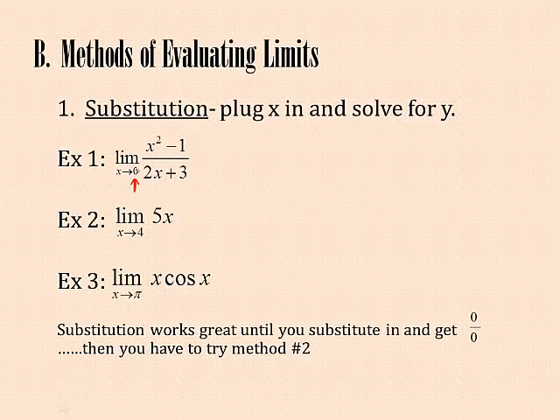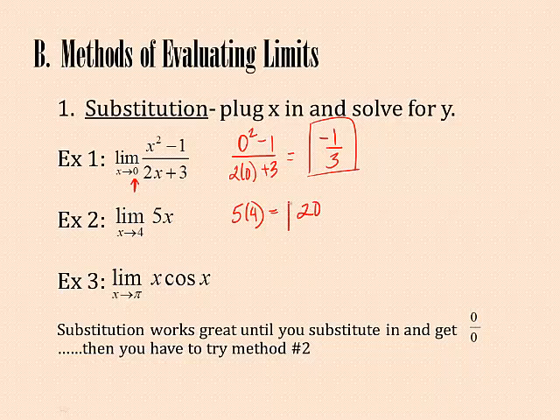So in this case, on example 1, x is going to 0. So I'm going to plug in a 0. 0 squared minus 1 over 2 times 0 plus 3 is negative 1 over 0 plus 3, which is 3. So my limit is negative 1/3. That's simple. Look at this one. Limit as x approaches 4. Well, plug in a 4. I get 20. So my limit is 20. That's what the y value should be.